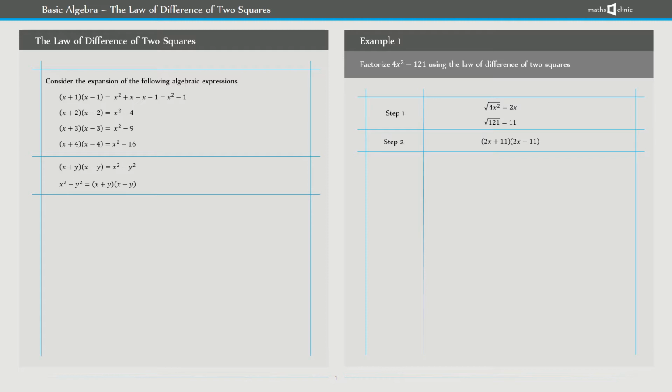So you're given a difference of two squares, and you're asked to factorize this. The first thing you do, you find the square root of the first term, you find the square root of the second term, and you simply say your answer is the product of the sum of your resulting terms and the difference. So you have 2x plus 11 multiplying 2x minus 11. Let's go ahead and do another example.